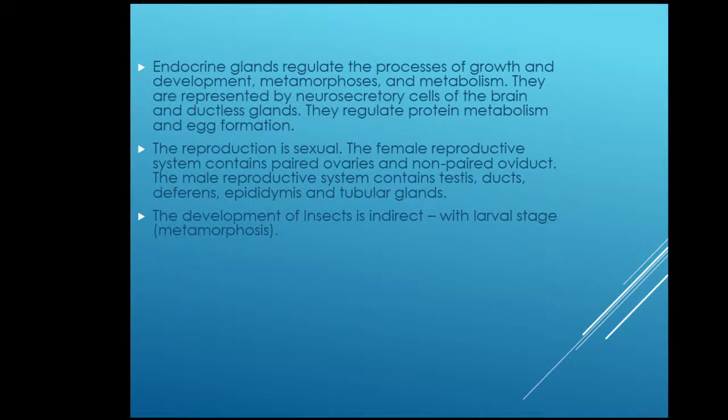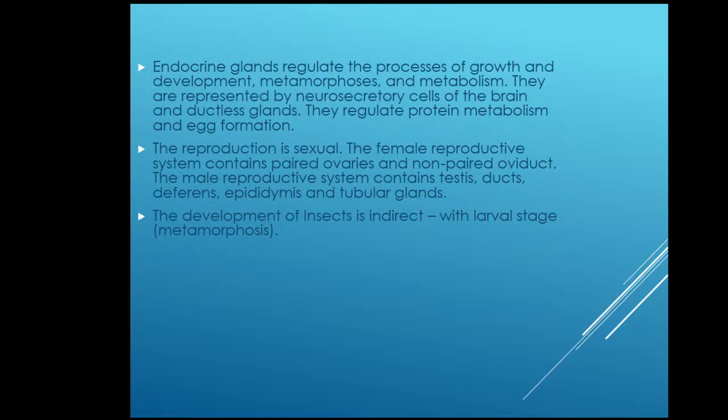Endocrine glands of insecta regulate the processes of growth and development, metamorphosis, and metabolism. They are represented by neurosecretory cells of the brain and ductless glands. They regulate protein metabolism and egg formation.